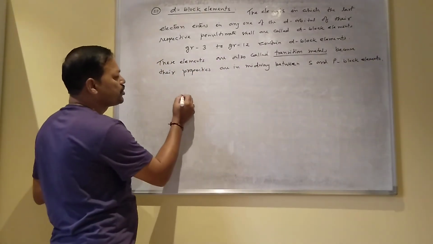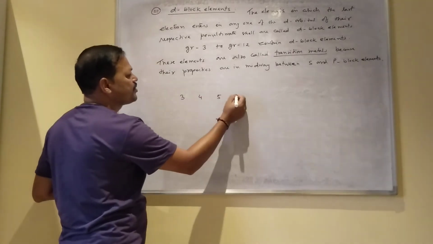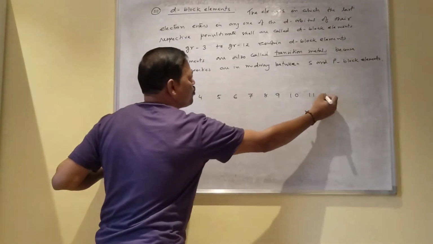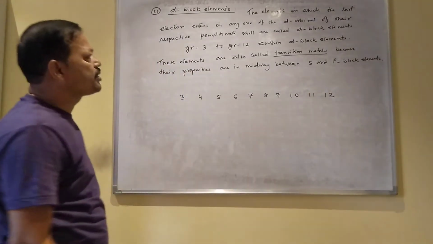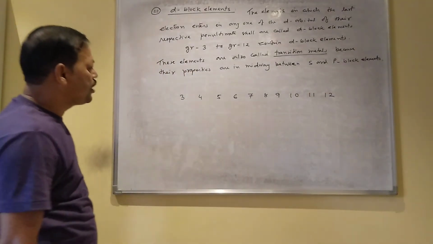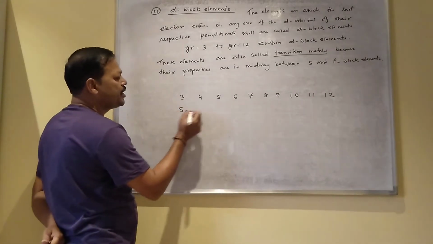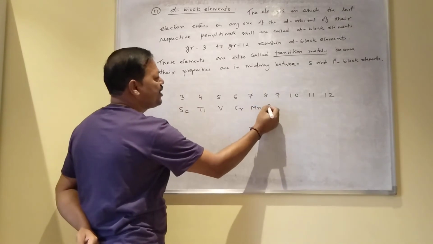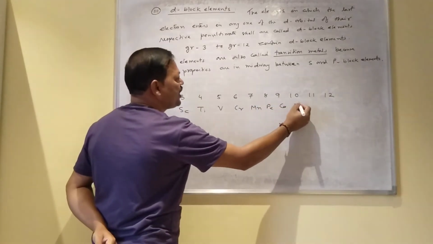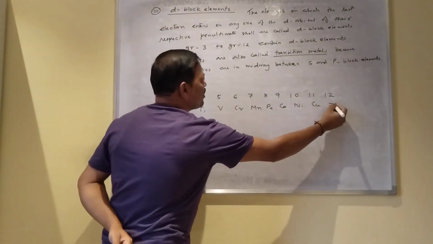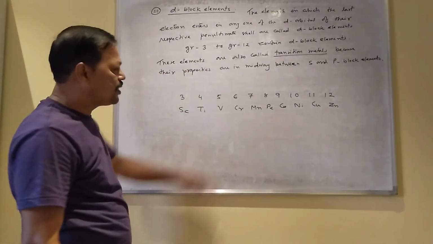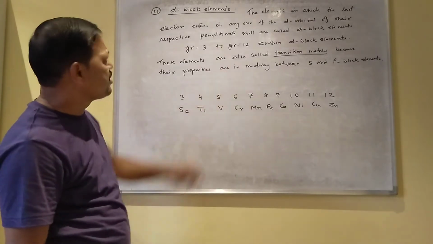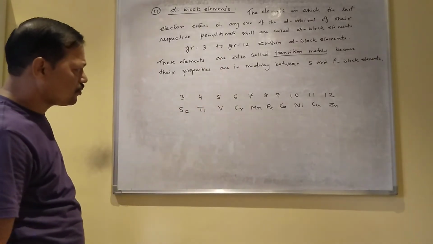So you know, groups 3, 4, 5, 6, 7, 8, 9, 10, 11, 12 contain these transition elements, I mean d block elements. For example, scandium, titanium, vanadium, chromium, manganese, iron, cobalt, nickel, copper, zinc. These are examples; other elements I have not written. So down the group, these are also called transition metals or d block elements.